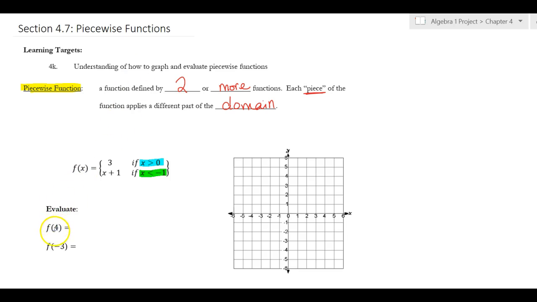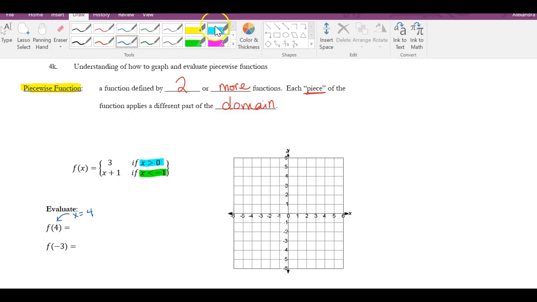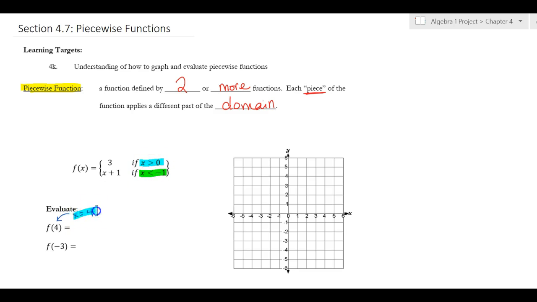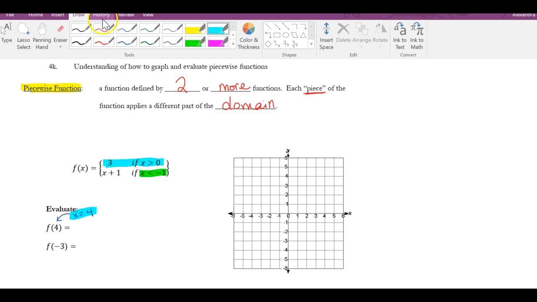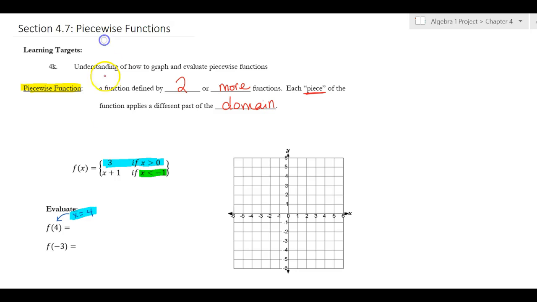So f of 4, that is when x is equal to 4. And so x is equal to 4 on this top function. And so that tells me I'm going to use this. So when f of 4, when x is 4, sorry, I'm going to use this function which tells me just that it's 3. There's nothing to plug in, it's just 3 there. Anytime it's greater than 0, the y value is going to be 3, so it's 3.